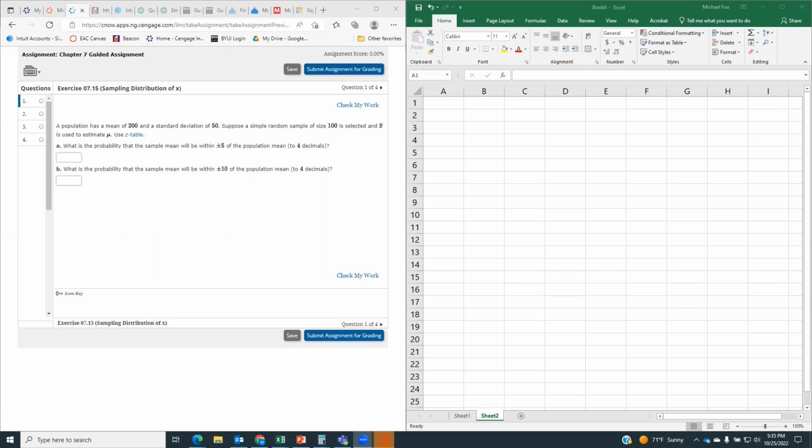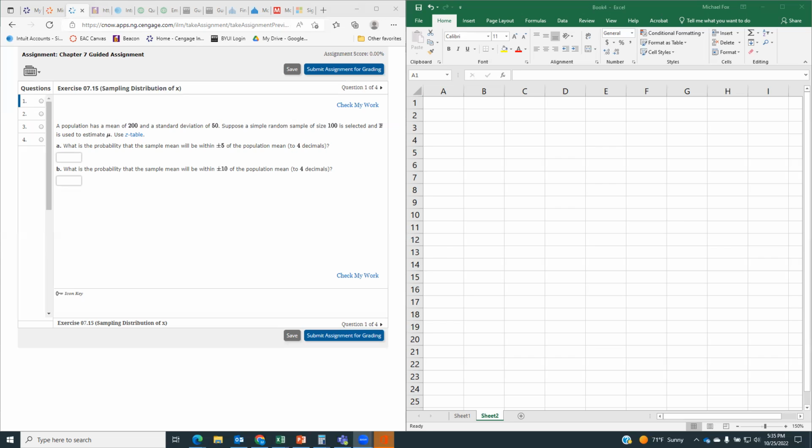The population has a mean of 200 and a standard deviation of 50. Suppose a simple random sample of size 100 is selected, and X bar, meaning the sample mean, is used to estimate the population mean. So what's the probability that the sample mean will be within plus or minus 5 of the population mean? And what's the probability that it'll be within plus or minus 10?